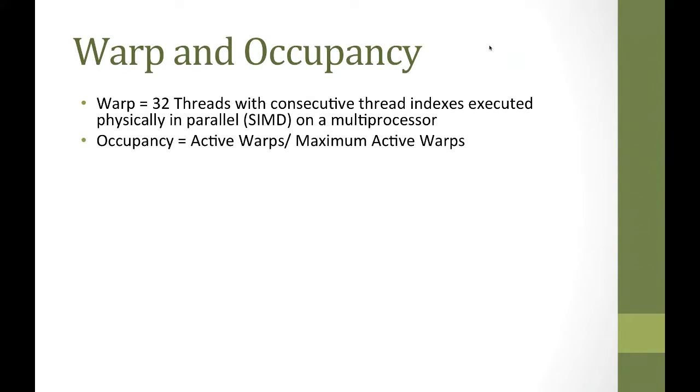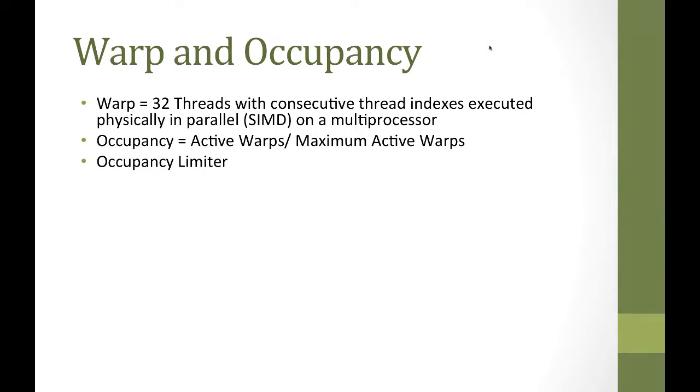Okay, so the occupancy is the active warps divided by the maximum active warps. The maximum active warps is limited by the hardware. Different hardware will have different limitations on the maximum active warps. So the occupancy is how many active warps can be run on the hardware.